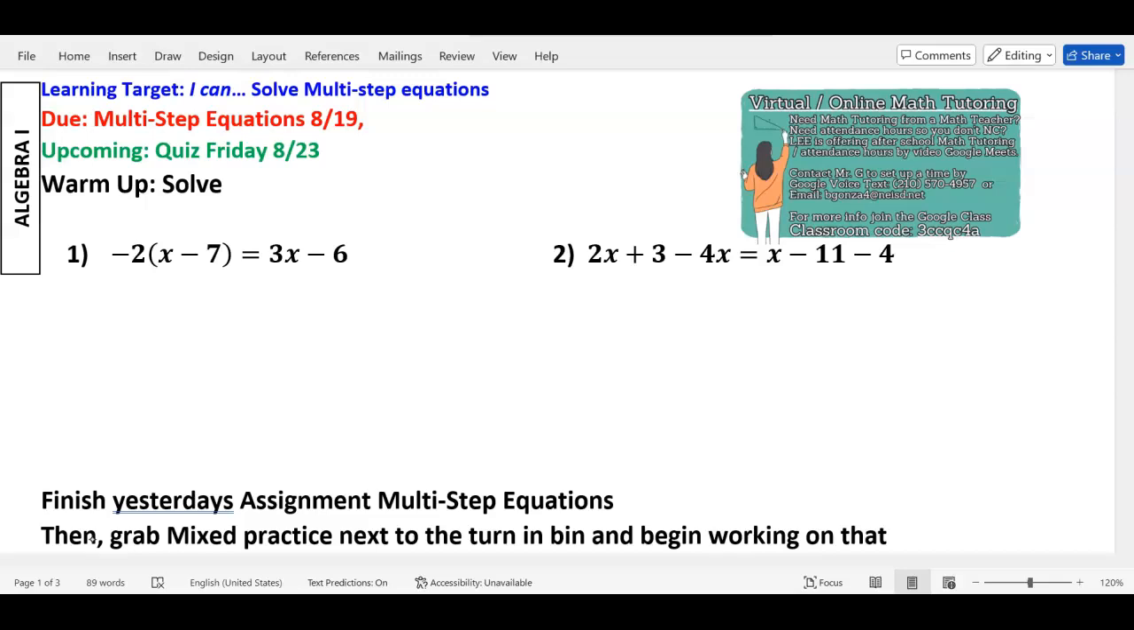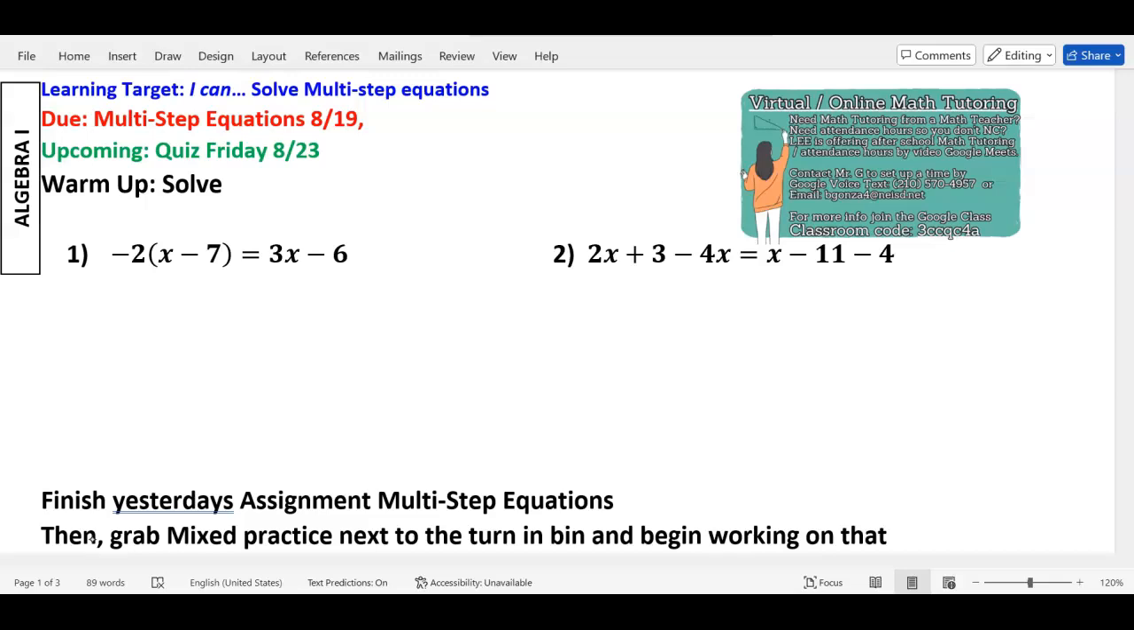Notice in the blue what our objective is, in the red what is due is what you got yesterday. It says 819, that's yesterday, multi-step equations. If you lost it, weren't here, whatever, you can get an extra copy back there in the blue bin. I upload everything to Google Classroom as well, so it should be there. All right, and then it says Quiz Friday. It's going to be over solving equations and inequalities. That's the next 2 days, inequalities.